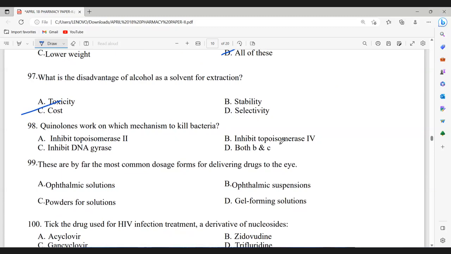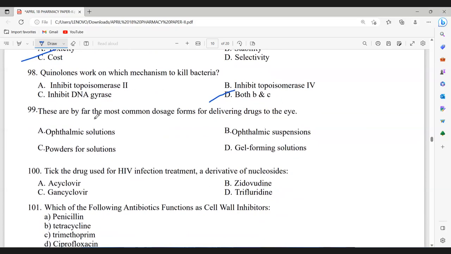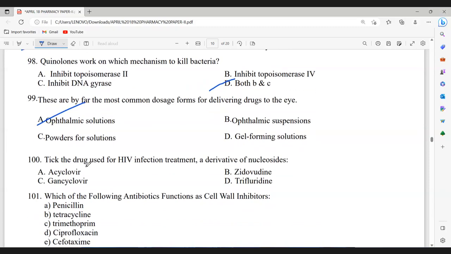I need the answer from you. Topoisomerase 2 and topoisomerase 4, so both B and C. Then, these are by far the most common dosage form for delivering the drugs into eyes. Ophthalmic solutions. Then 100, take the drug used for HIV infection treatment, a derivative of nucleoside: zidovudine.